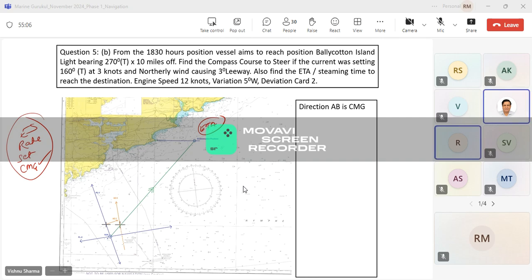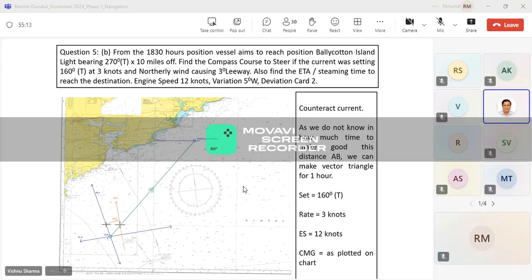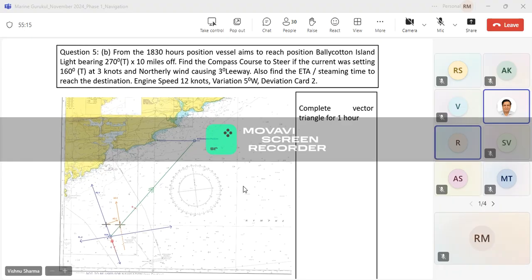We can apply the current first. Now we counteract current, so we draw the set. Now you see it will come. We draw the set here. Set is 160. Then you mark off drift for 1 hour. You get point C. Correct? Yes. And from C now you'll mark off the engine distance of 12 miles on the CMG line. You get point D. That point D is coming from C, right? Yes, sir. 12 knots, 12 miles.